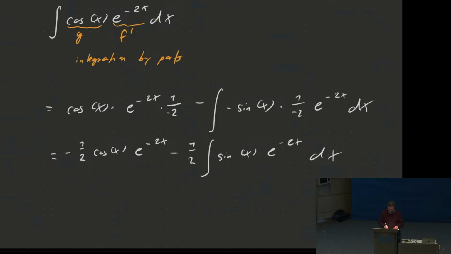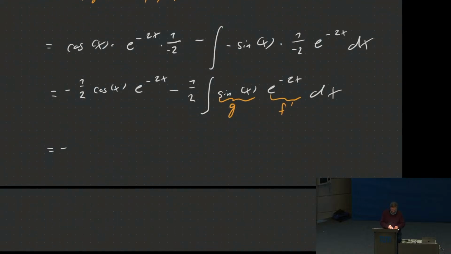So once again, let's say this is our G. This is our F prime. Then what we get is, let's just copy that first part here. Minus 1 over 2.